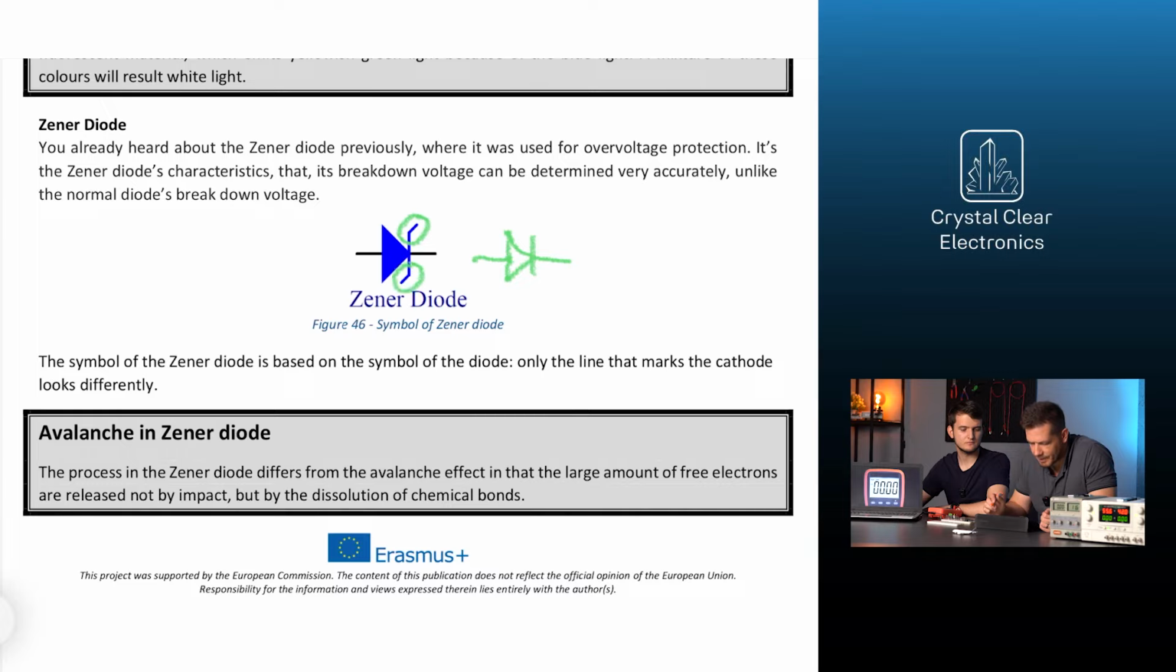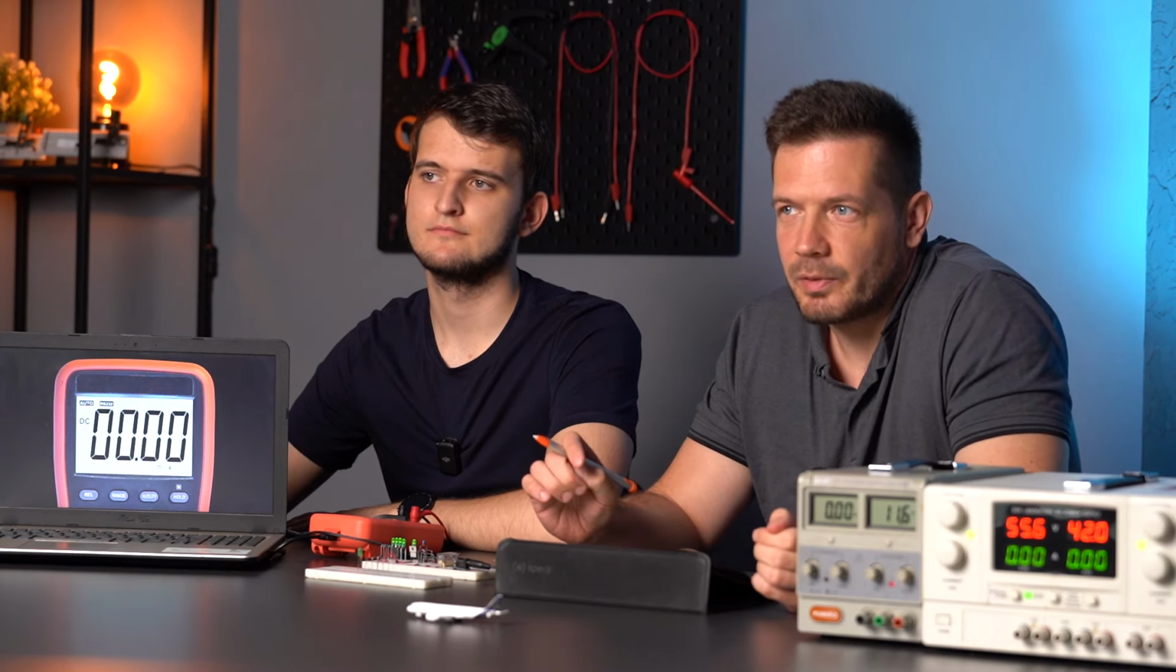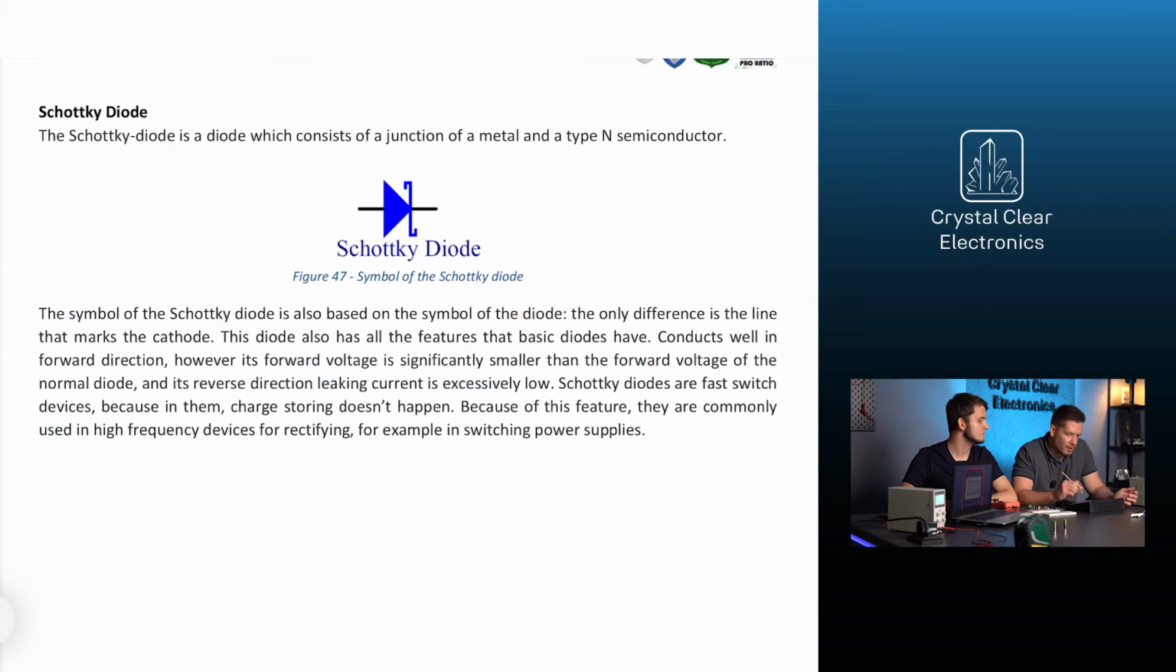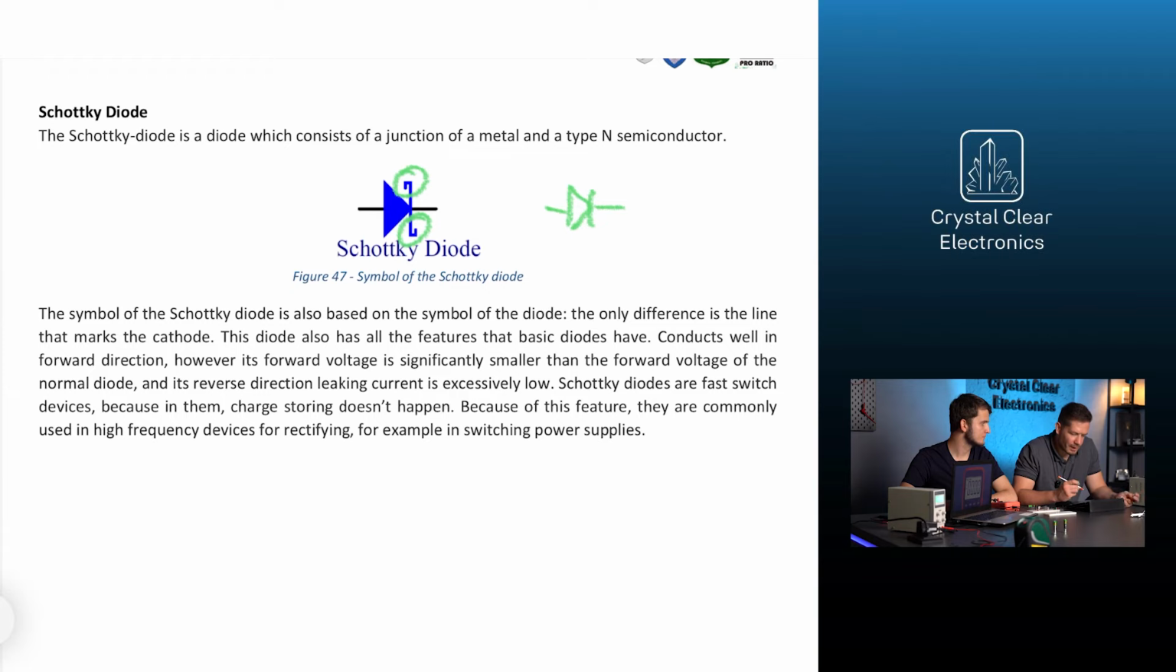Last but not least, let's talk about the Schottky diode. The Schottky diode is a diode which consists of the junction of a metal and an N-type semiconductor. The symbol of the Schottky diode is also based on the symbol of the diode. The only difference is the line that marks the cathode. This diode also has all the features that basic diodes have.